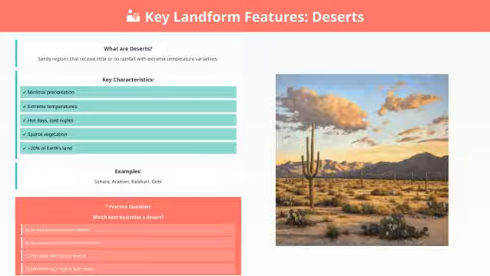Some well-known examples include the Sahara in Africa, the Arabian Desert, the Kalahari, and the Gobi in Asia. These serve as great examples of the diversity and scale of deserts around the world.